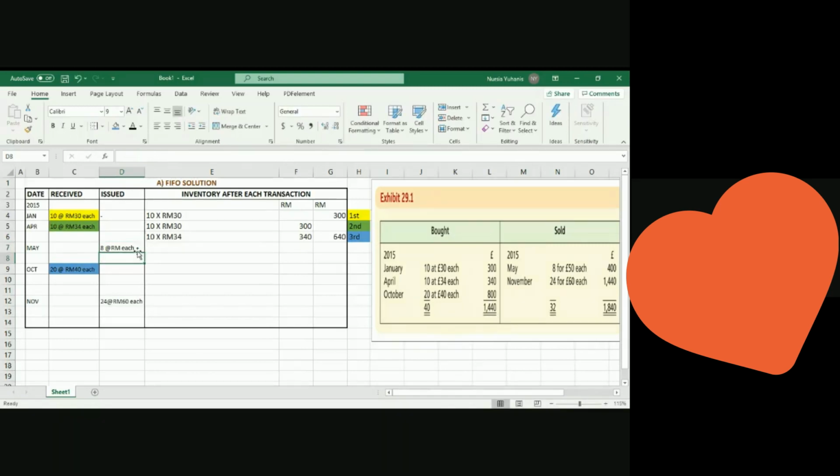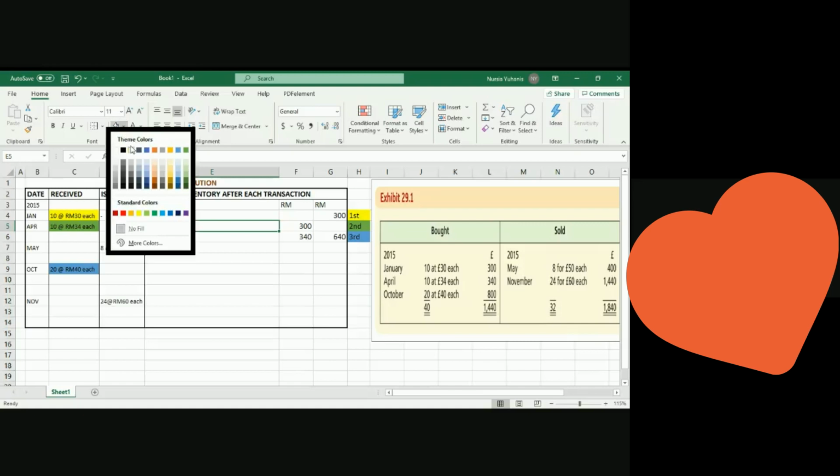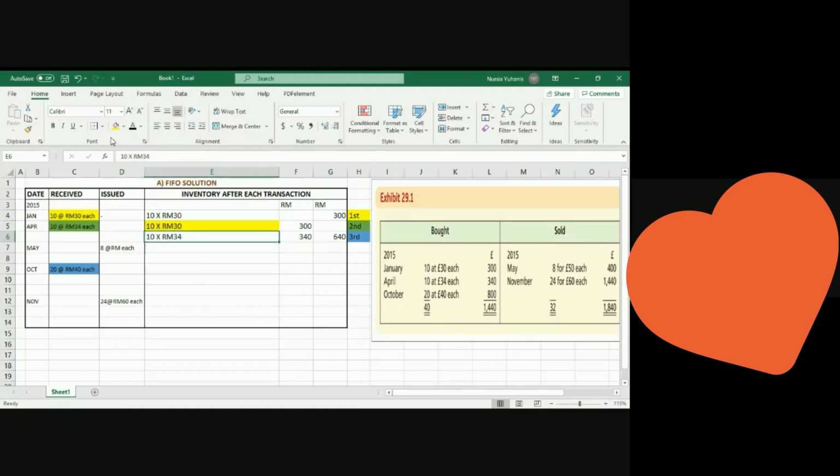So based on the FIFO method, which group do you take, the yellow one or the green one? The yellow one. Yes, that's correct. So the first item that you need to take out, in order to meet this demand of 8, you need to take the first stock. The first stock is this yellow one.